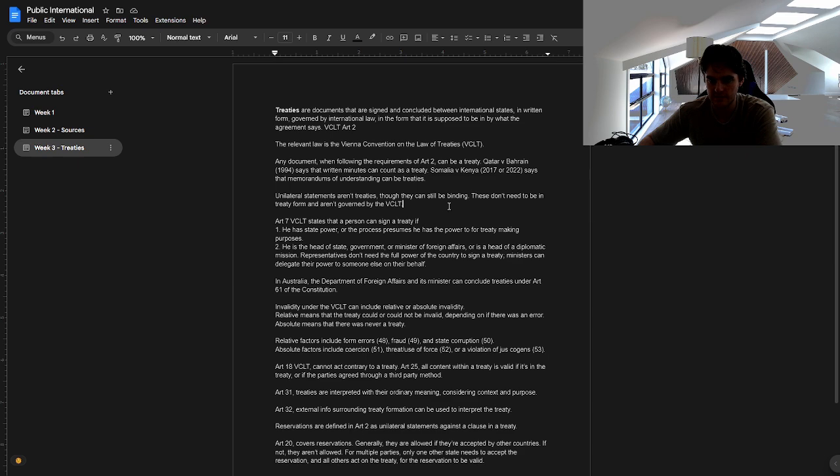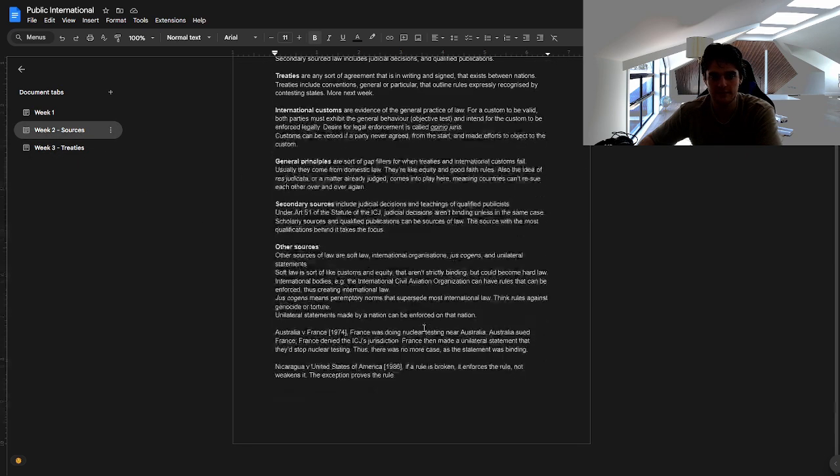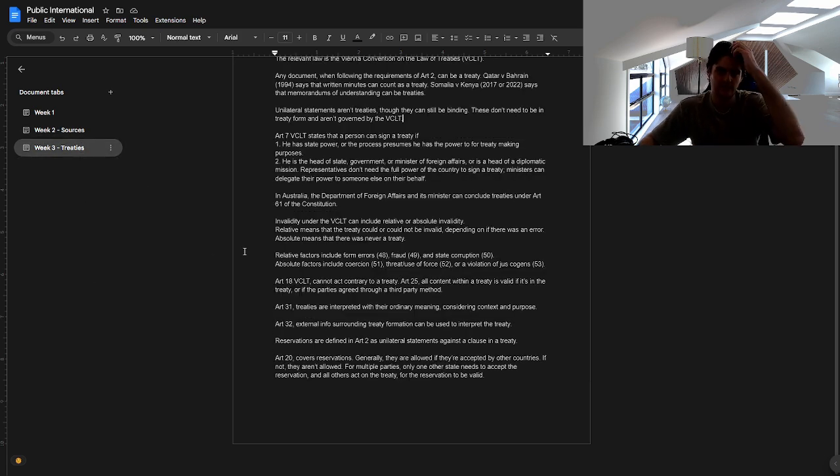Unilateral statements aren't treaties, though they can still be binding. They don't need to be in treaty form. If we look at sources of law, if you remember Australia versus France, that was sort of an example of this, where France were like, hey guys, we're not going to do any more nuclear testing near Australia. Now it's not a treaty per se, but it's still enforceable under other sources of law, just not the VCLT.